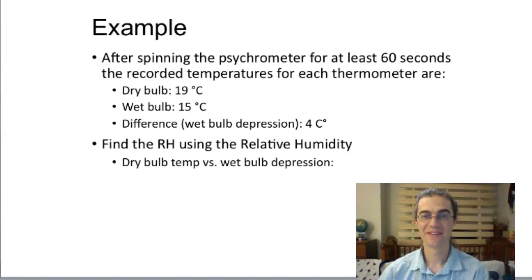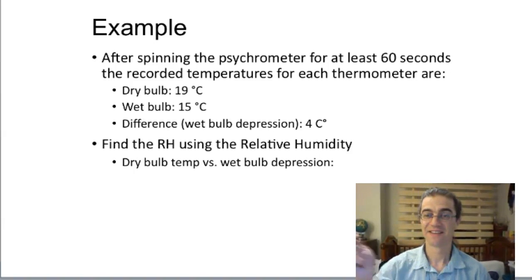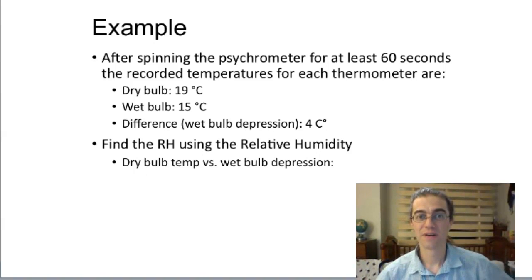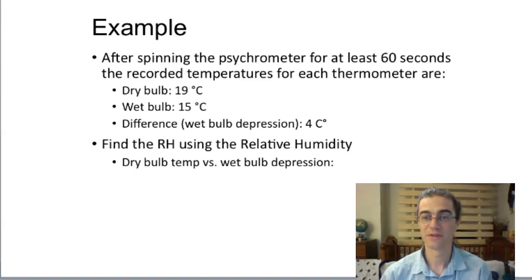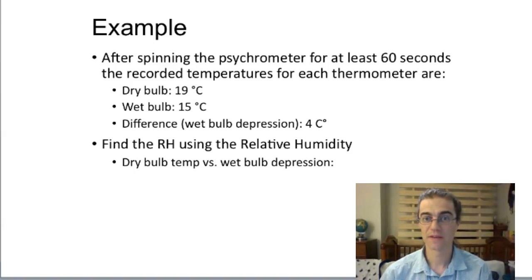Okay, so that's a neat little video, little visualization for how the sling psychrometer works. And we have our example here with a little bit different values than the video. But let's say the dry bulb measured 19 degrees and the wet bulb 15 degrees. The difference is 4 degrees. So let's find the relative humidity using the relative humidity table.